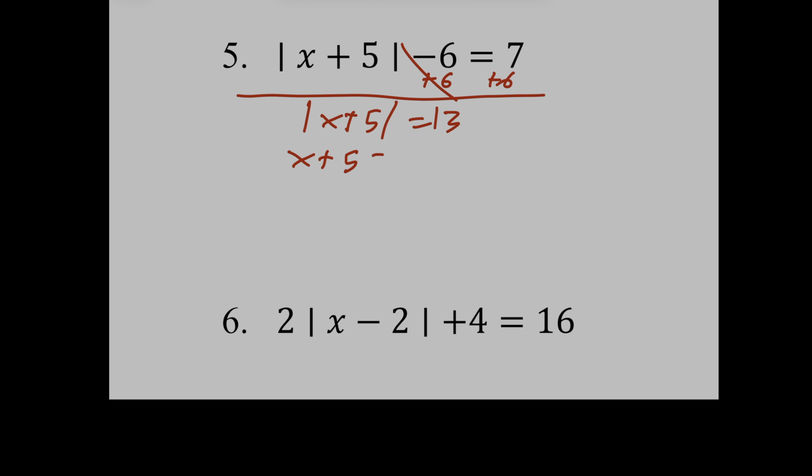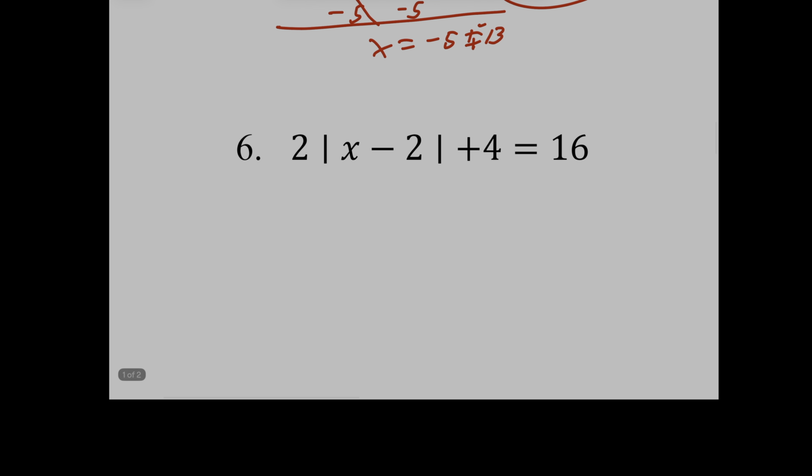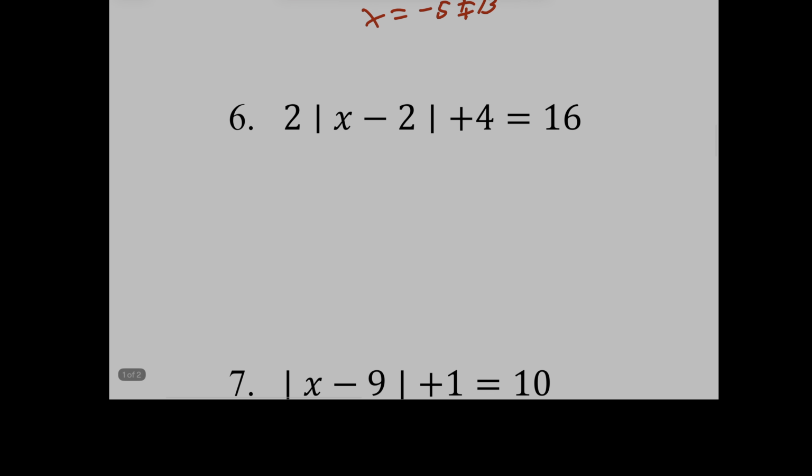X plus 5 equals, you know what I'm going to do? I'm going to write a plus or minus 13. I'm going to do it this way instead of writing it twice. Now when you subtract 5 from both sides, x equals negative 5 plus or minus 13. Well, what's negative 5 plus 13? That's an 8. And how about negative 5 minus 13? Add a line, change the sign. Signs are the same. Add and keep the sign. And you can always plug these back in for x if you don't believe me on this, okay? But that's how it works.